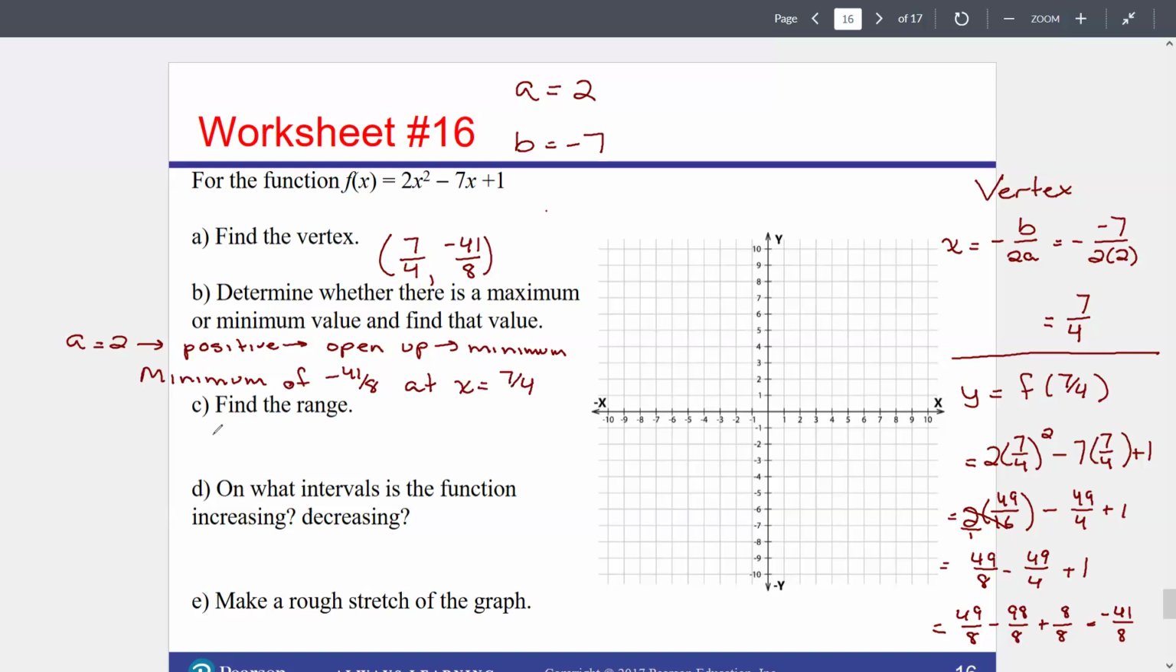So because we have a minimum, when we're looking at the range, we're saying that the smallest value I can have would be that -41/8, because it's all y values. But then after that, I'd keep going up for infinity. Because it's a minimum, it means we're decreasing first. So we go from decreasing to increasing. So we start decreasing from -infinity up till we hit that x value as 7/4. Then after that, we're increasing.